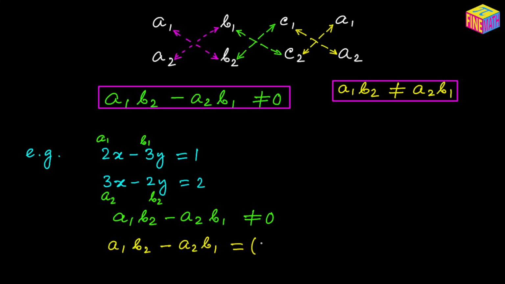A sub 1 is positive 2 times b sub 2 which is negative 2, minus a sub 2 which is positive 3 times b sub 1 which is negative 3, and that is equal to negative 4 plus 9, which is equal to plus 5, and that is not equal to 0. So positive 5 is not equal to 0. That means the condition is satisfied. That means the two lines are concurrent. They cut each other somewhere.